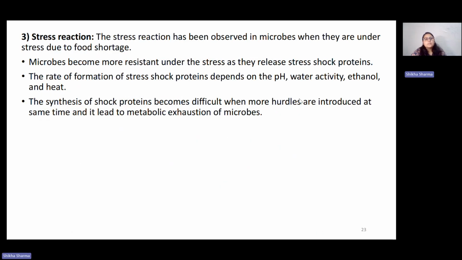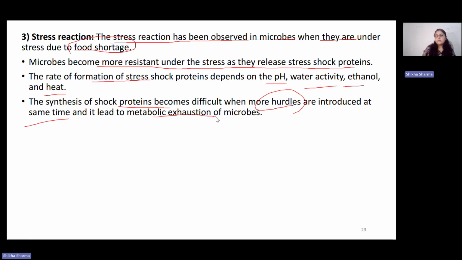The next mechanism is stress reaction. The stress reaction has been observed in microorganisms when they are under stress due to food shortage. Microbes become more resistant under stress as they release stress shock proteins. The rate of formation of these stress shock proteins depends on pH, water activity, ethanol, and heat. The synthesis of these shock proteins becomes difficult when more hurdles are introduced at the same time, as in the hurdle technology concept. So it leads to the metabolic exhaustion of the microorganisms.